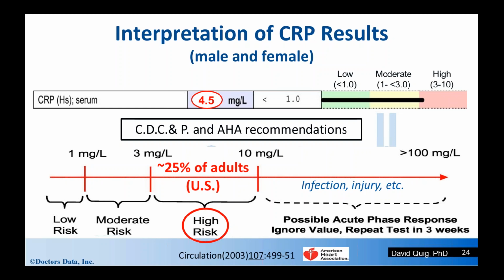And of course, when you get very high levels of CRP, it's frequently associated with infection, say a broken bone, a torn ligament, something like that. And it's suggested that you, quote, ignore that value. That means ignore it with respect to interpreting risk for heart disease, and repeat the test at a later date.